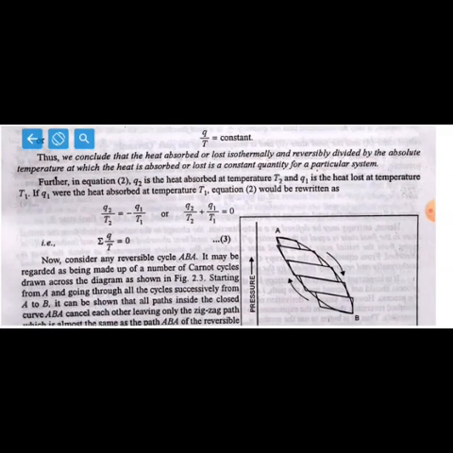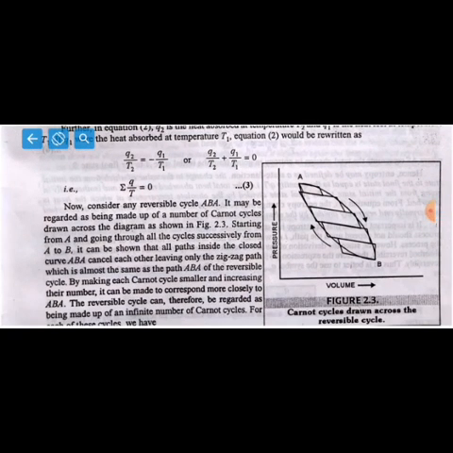If Q1 were the heat absorbed at temperature T1, equation 2 would be rewritten as Q2/T2 = -Q1/T1, or Q2/T2 + Q1/T1 = 0. That is, the summation of Q/T is equal to 0. That is equation 3. Now consider an irreversible cycle ABA.